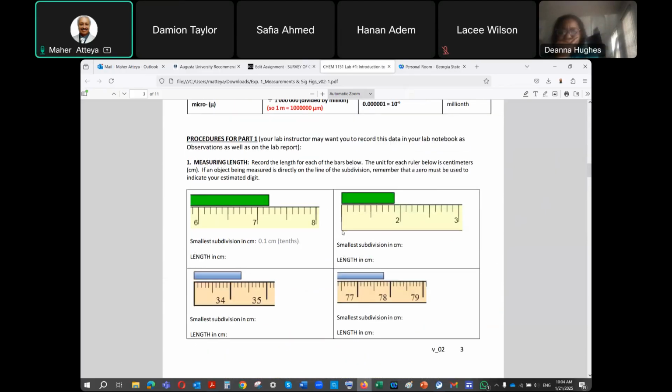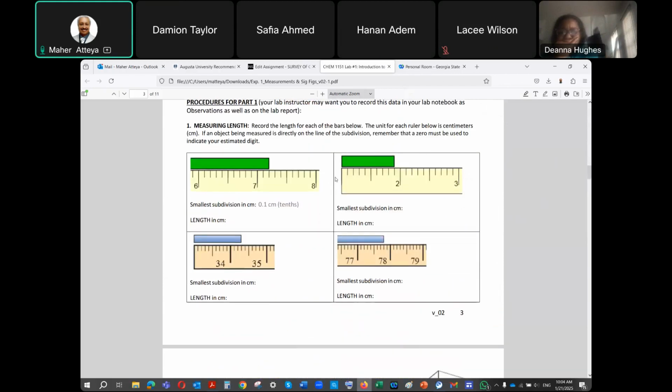So the first thing in the procedure here is this part, measuring length. In this experiment on measurements, we learn how to measure the mass using two different balances, the length, and the volume using graduated cylinders. The length will be using rulers. So here we are using rulers.